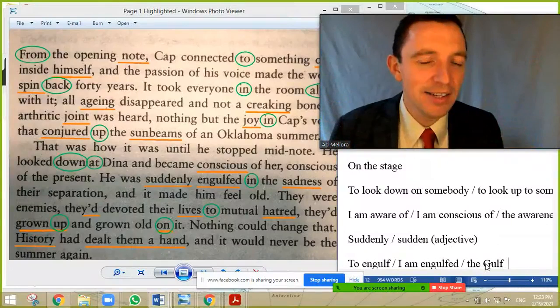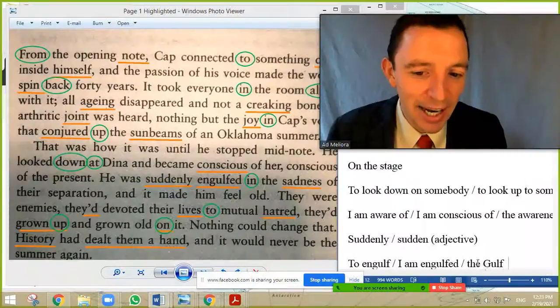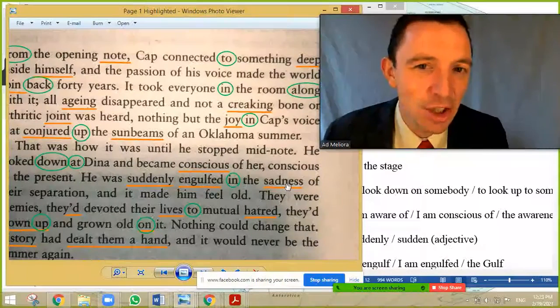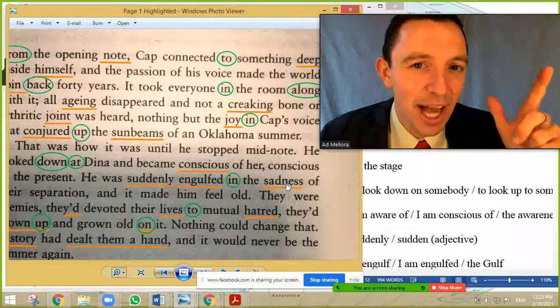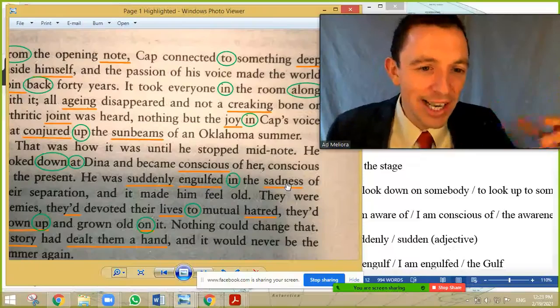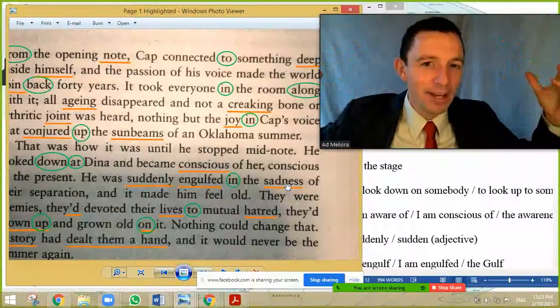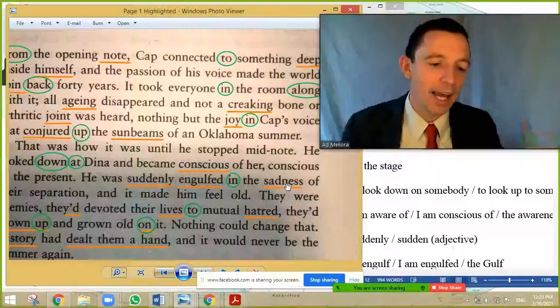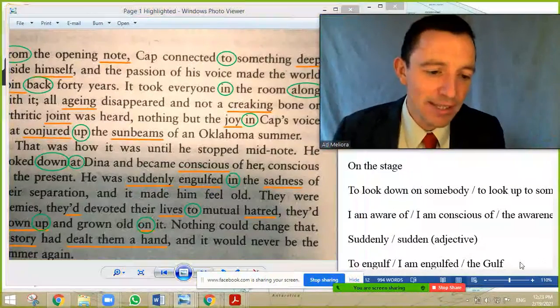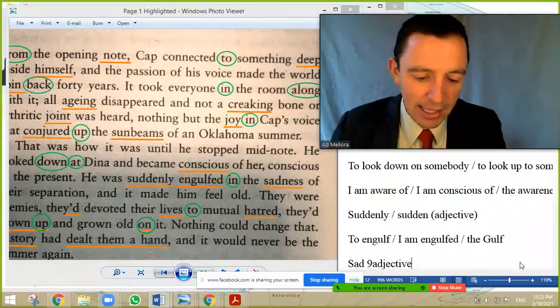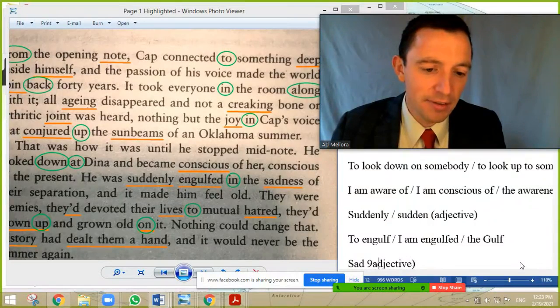So if you are engulfed, you are in the water and you are surrounded by a lot. It's very advanced, it is quite common, and here he was engulfed suddenly in sadness. So sad is the adjective and substantive is sadness. So suddenly he is surrounded by the sadness and he cannot escape. That's the significance of engulfed. Okay, so he is surrounded by the sadness, and again sad is the adjective and sadness is the substantive.